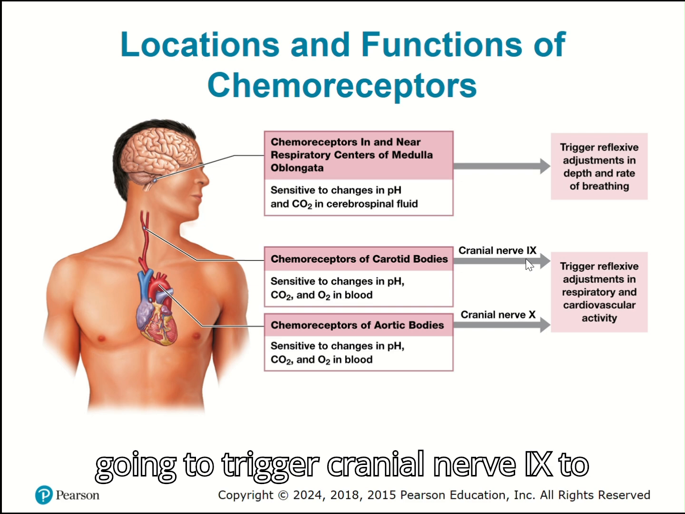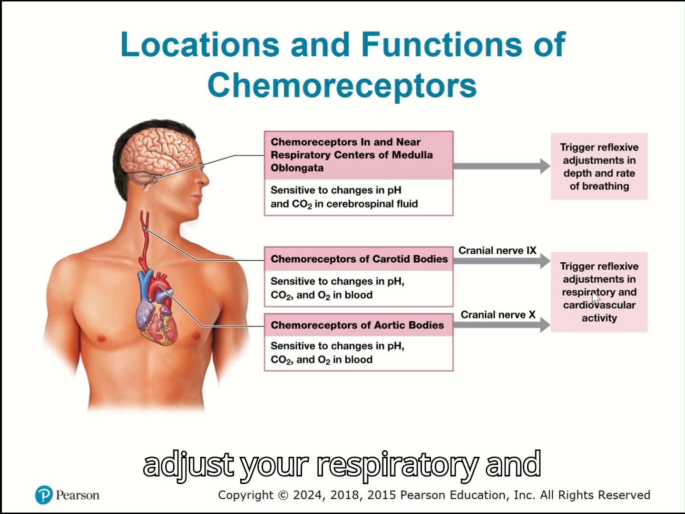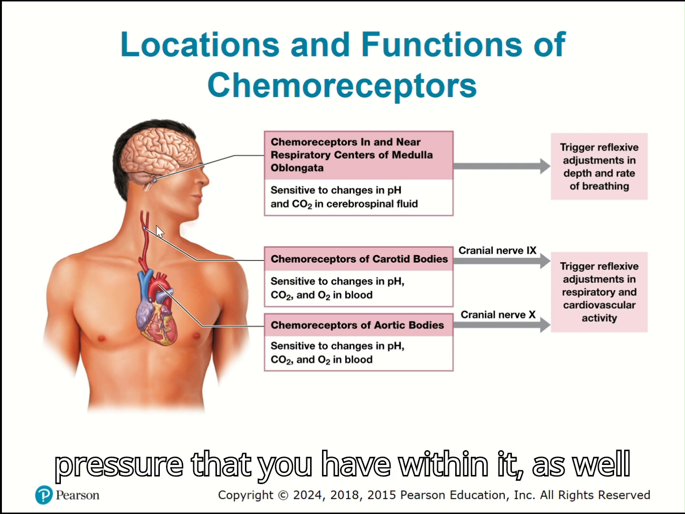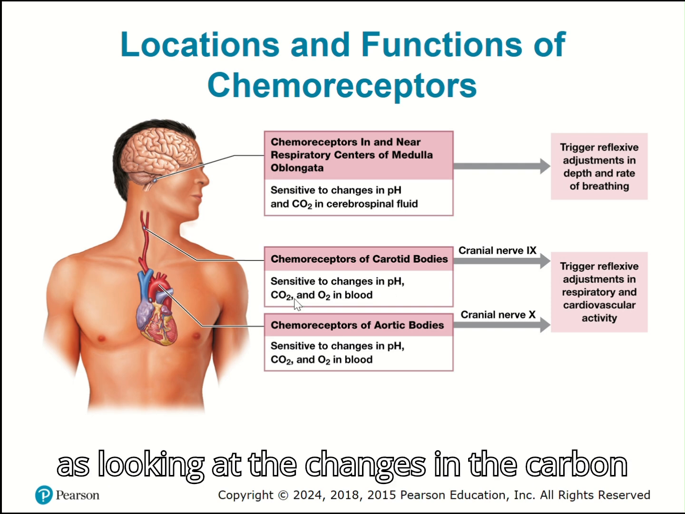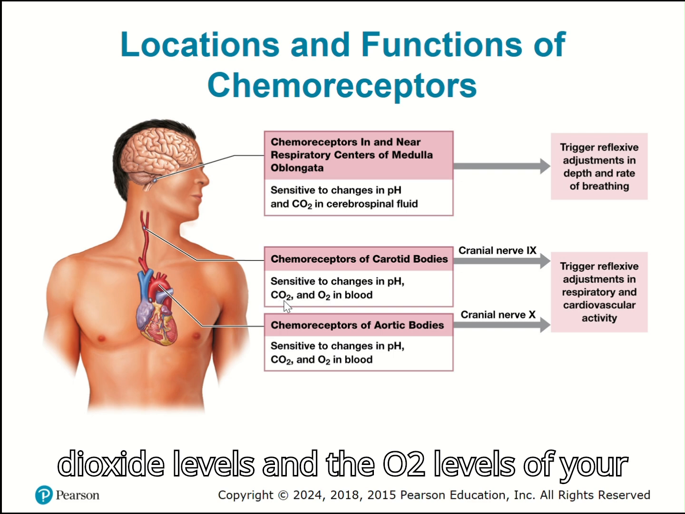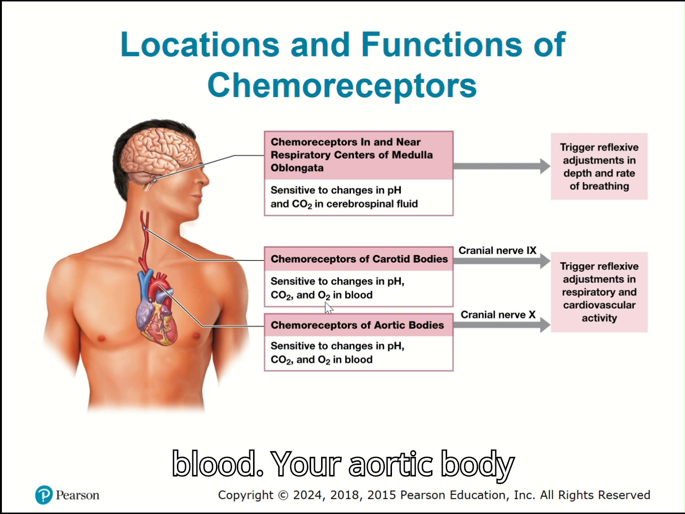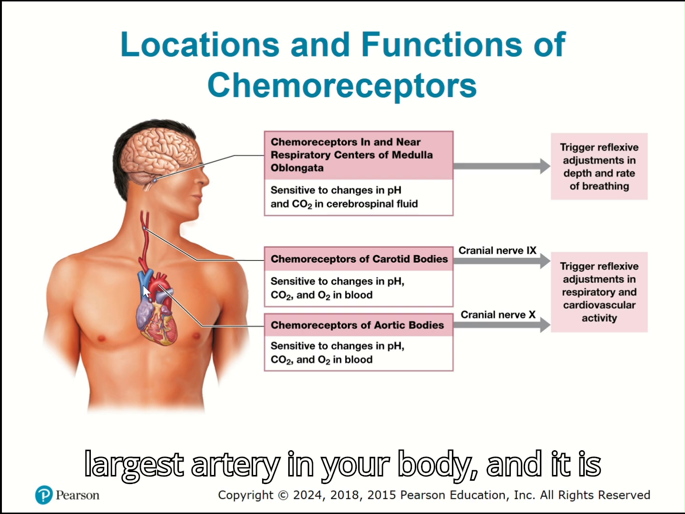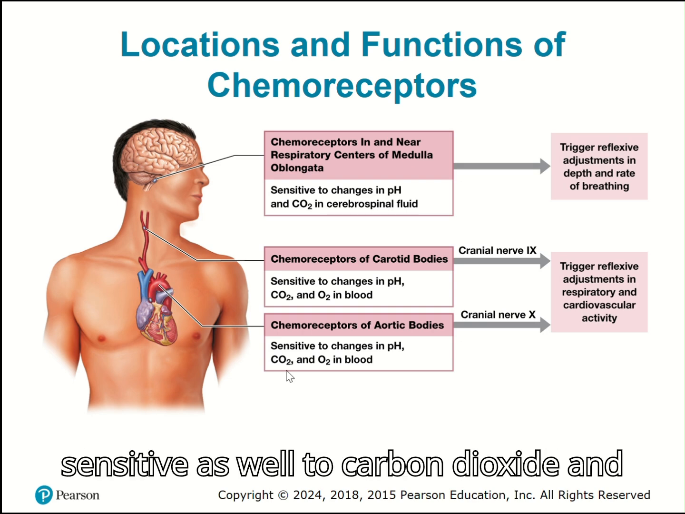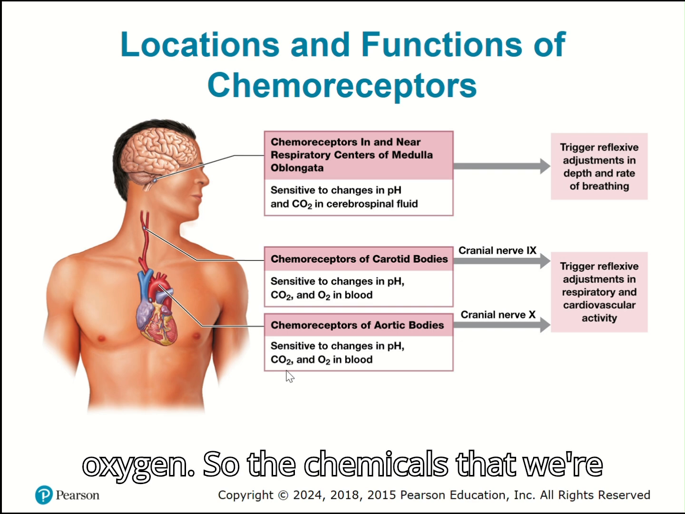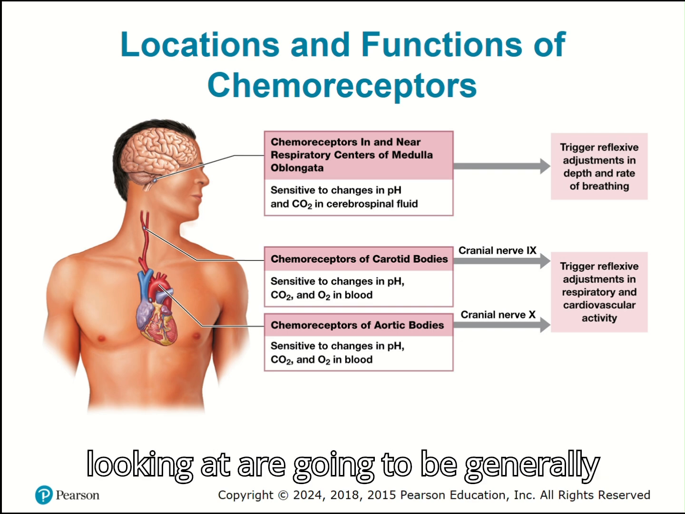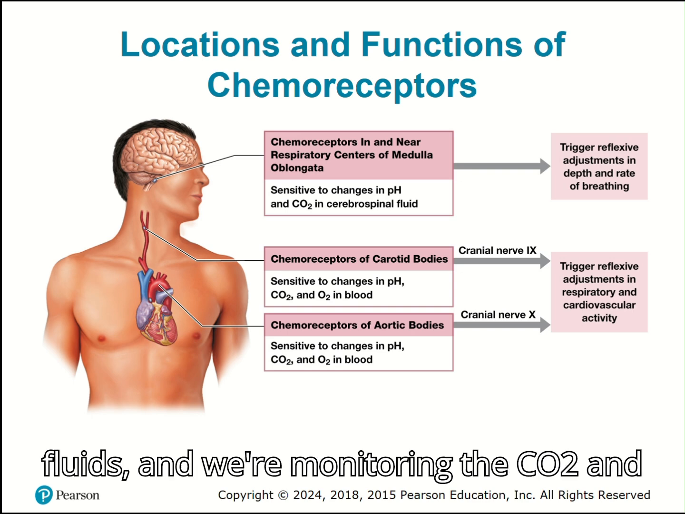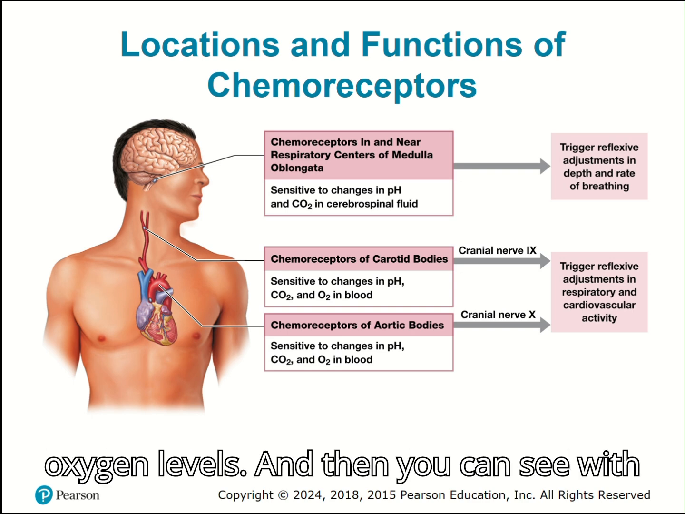They're going to trigger cranial nerve 9 to adjust your respiratory and cardiovascular activity depending on the pressure, as well as the changes in the carbon dioxide and O2 levels of your blood. Your aortic body, coming off your heart at the largest artery in your body, is sensitive as well to carbon dioxide and oxygen. So the chemicals we're looking at are generally those gases dissolved within our fluids, and we're monitoring the CO2 and oxygen levels.